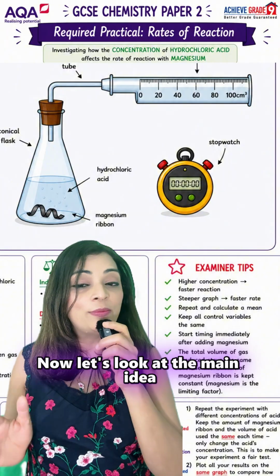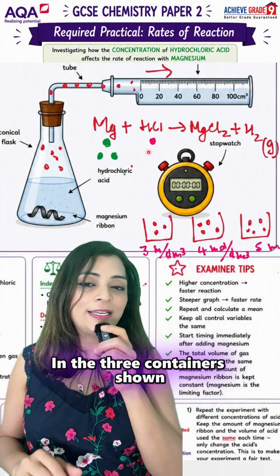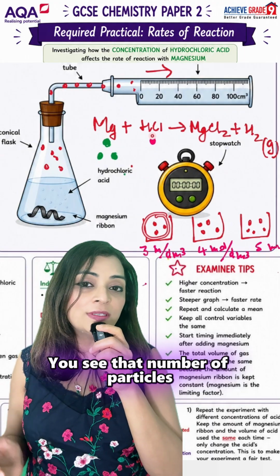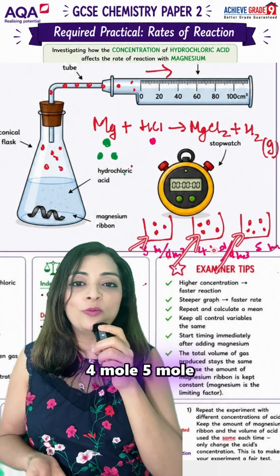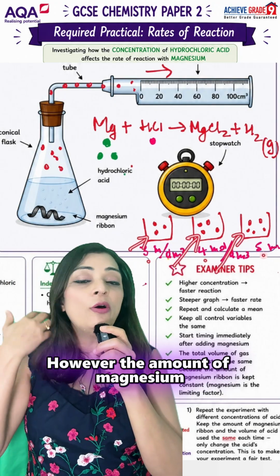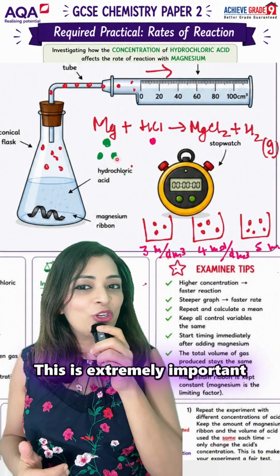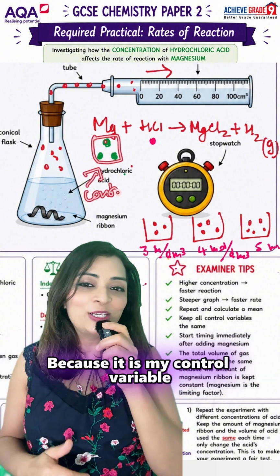Now let's look at the main idea behind this practical. The concentration of hydrochloric acid is being changed. In the 3 containers shown, you see that the number of particles increases as the concentration increases. For example, 3 mol/dm³, 4 mol/dm³, 5 mol/dm³. However, the amount of magnesium remains exactly the same each time. This is extremely important to understand. The amount of magnesium is kept constant because it is my control variable.